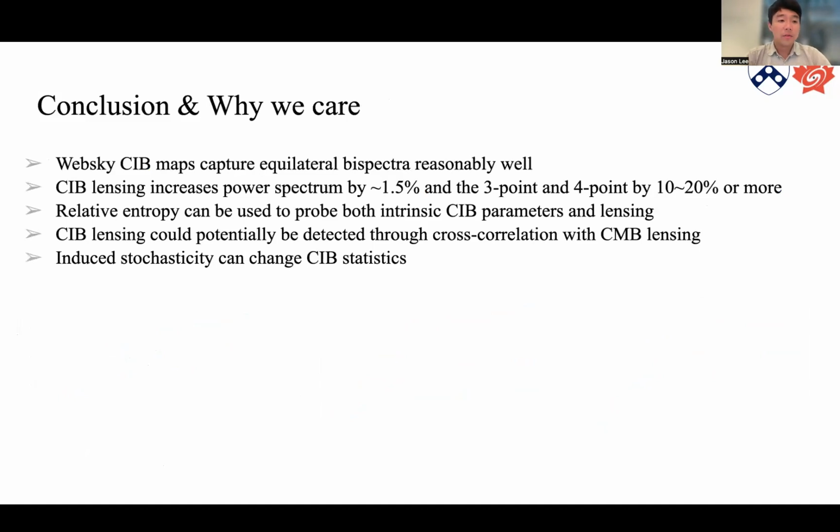In conclusion, we've first shown that the Websky CIB maps capture the bispectra, in particular the equilateral bispectra, reasonably well. We also showed that the CIB lensing increases the power spectrum by about 1.5%, so pretty small, but the 3-point and 4-point by 10 to 20% or even more. Third, we've shown that the relative entropy is a quantity that can be used to probe both intrinsic CIB parameters as well as its lensing. Next, we've shown that CIB lensing could potentially be detected through cross-correlation with CMB lensing. And lastly, we've shown that inducing stochasticity can change CIB statistics.